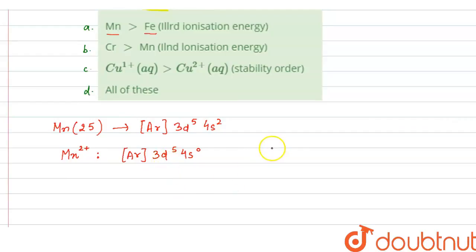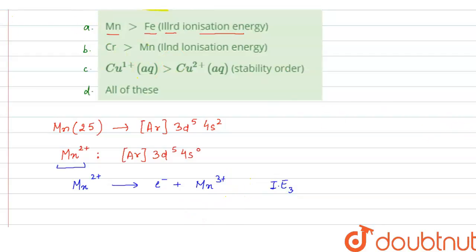For the removal of the third electron, there is a requirement of some energy, and that energy will be the third ionization energy. Ionization energy is the energy required to remove the electron from the outermost shell, and here third ionization energy means energy required to remove the third electron. Two electrons are already lost, so when Mn2+ loses one electron, it will form Mn3+, and this third electron will be removed from the 3d orbital. So in this case, the ionization energy will be the third.